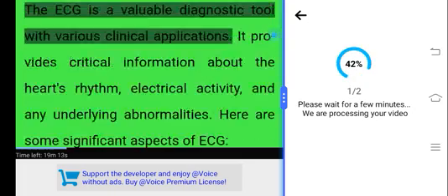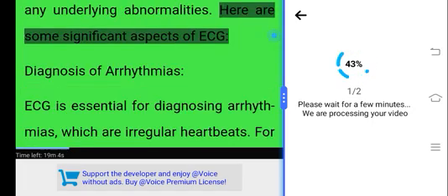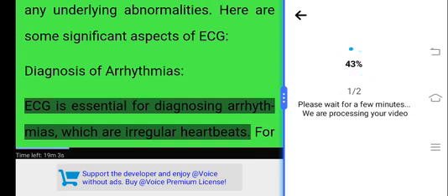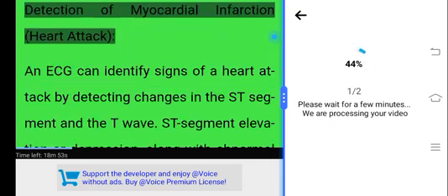Significance of ECG. The ECG is a valuable diagnostic tool with various clinical applications. It provides critical information about the heart's rhythm, electrical activity, and any underlying abnormalities. Here are some significant aspects of ECG. Diagnosis of arrhythmias. ECG is essential for diagnosing arrhythmias, which are irregular heartbeats. For example, atrial fibrillation, ventricular tachycardia, and bradycardia can be identified by characteristic changes in the ECG waveform.